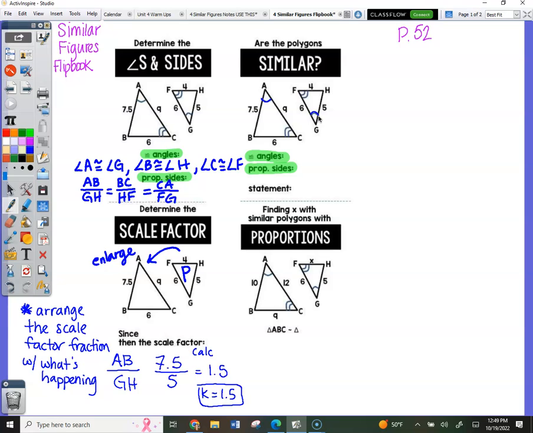Angle C is congruent to what? F. C is congruent to F. So B is congruent to H.